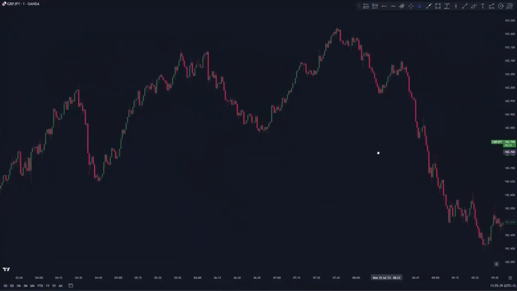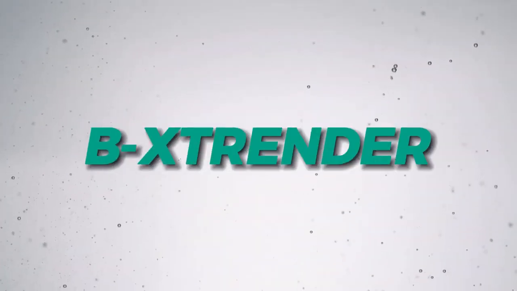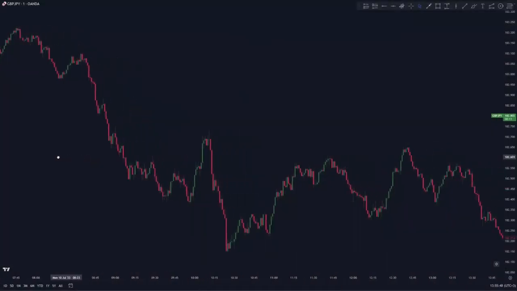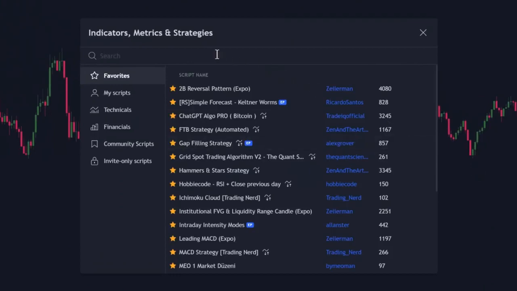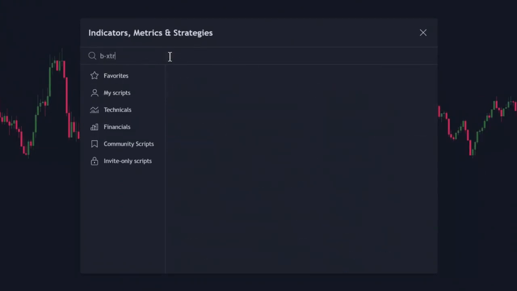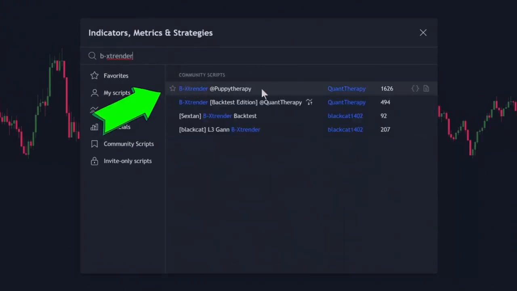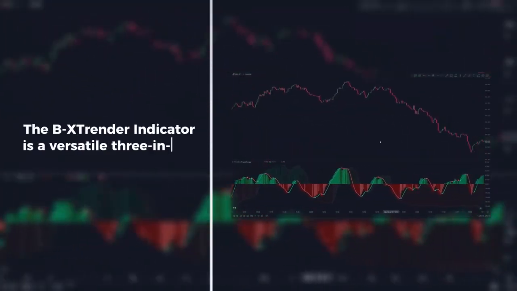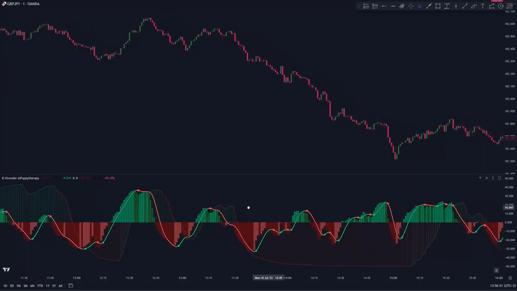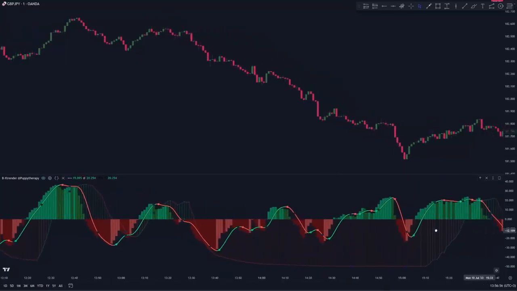So the indicator that we're talking about is called BX Trender. To add it to your chart, go to Tradingview and open the indicator search tab. Next, type in BX Trender. Select this one by Quant Therapy. The BX Trender indicator is a versatile 3-in-1 tool. It can be used in 3 significant ways.